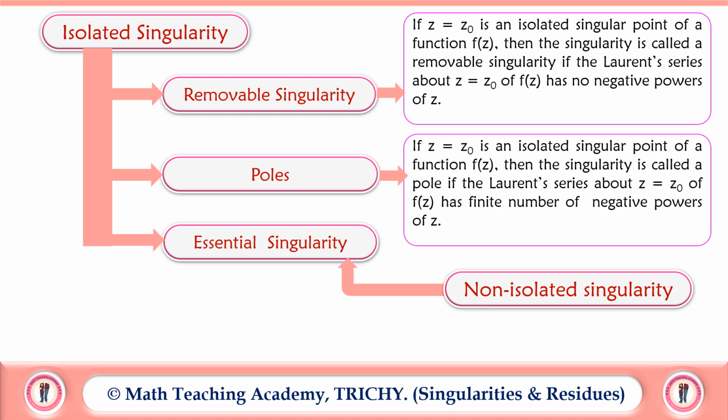When are isolated singular points called poles? If the Laurent series expansion of f(z) contains a finite number of negative powers of z, then the isolated singular point is called a pole.